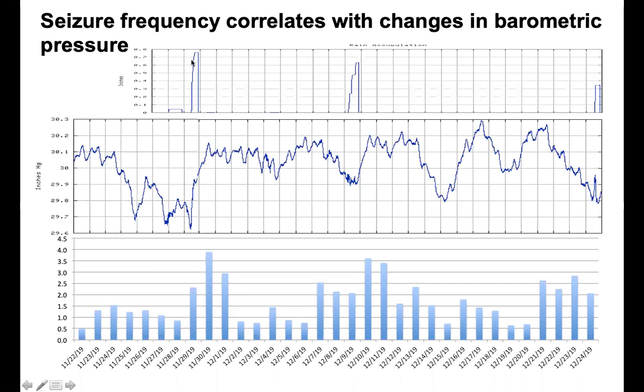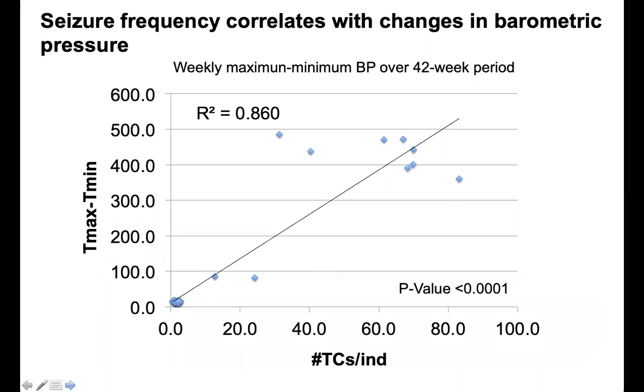This is the amount of rain. You can see the barometric pressure drops, sharply rises, and this is a time when mice will generally be more seizure prone. When we looked at the 42-week period, at maximum minus minimum barometric pressure over the week, and plotted that against the number of TCs, tonic-clonic seizures per individual, we found a fairly significant correlation. Quite interesting. Barometric pressure does affect seizures in mice, and I understand that this is true in humans as well.